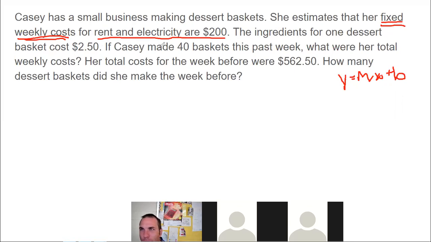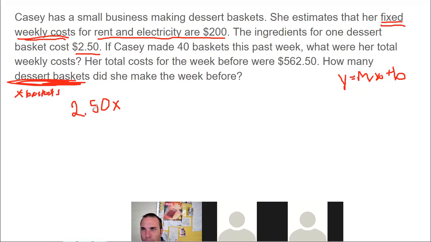The ingredients for one dessert basket cost $2.50. If Casey made 40 baskets last week, what are the total weekly costs? Her total cost for the week would be how many dessert baskets? Okay, so it kind of gives you the variable right here. But in the first question, it breaks my rule of just looking at the last question. But it says it's $2.50 per basket, so you're multiplying $2.50 because it says per basket. And so hopefully we can get from the clues that X is the baskets.